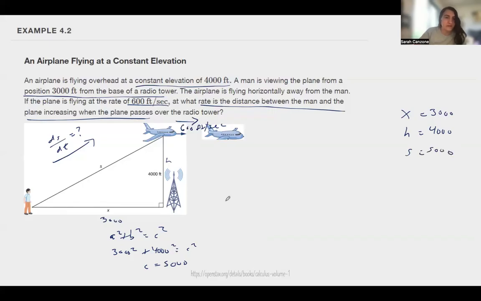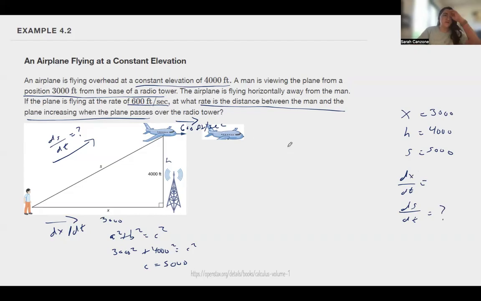Now we can look at the rates. We have no rate happening right here. We know that this is flying at a constant elevation, and so the rate here is going to be 0 if you want to write a rate in, but we don't have to consider that at all. That's why we can put this in as a constant. This, however, is changing since the plane is flying away from the man. So I'm going to say this is dx over dt. And we have ds dt. So we have dx dt and ds dt. And we know we're solving for this one, which means that we have to have this one.